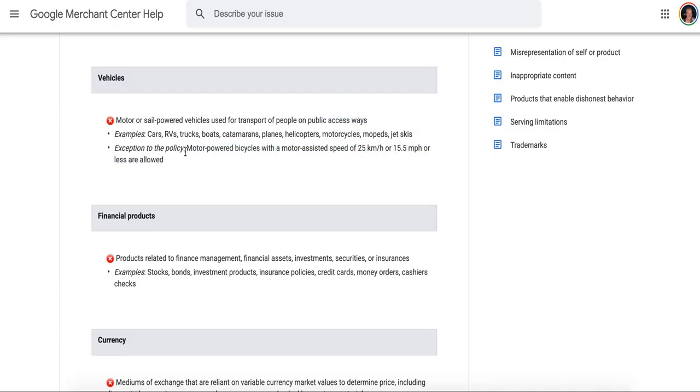Here we go. Exception to the policy. Motor-powered bicycles with a motor-assisted speed of 15 miles per hour or less is allowed. So if you're going to try to sell electric bikes that go faster than 15 miles per hour, motor assisted, they're not going to be allowed. So that's a lot of those electric bike categories. So that's the trouble here.